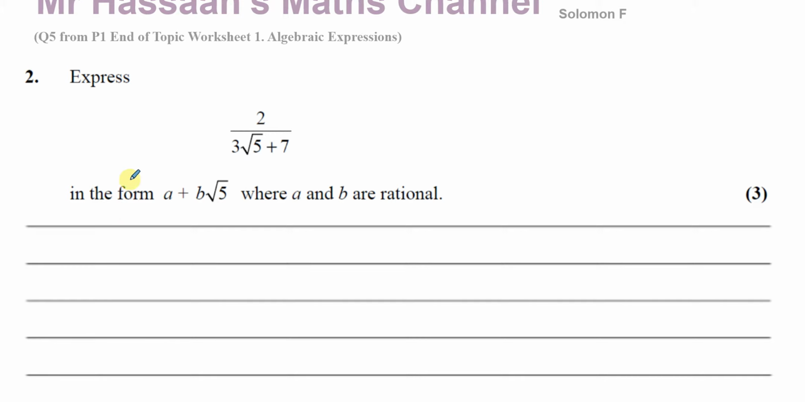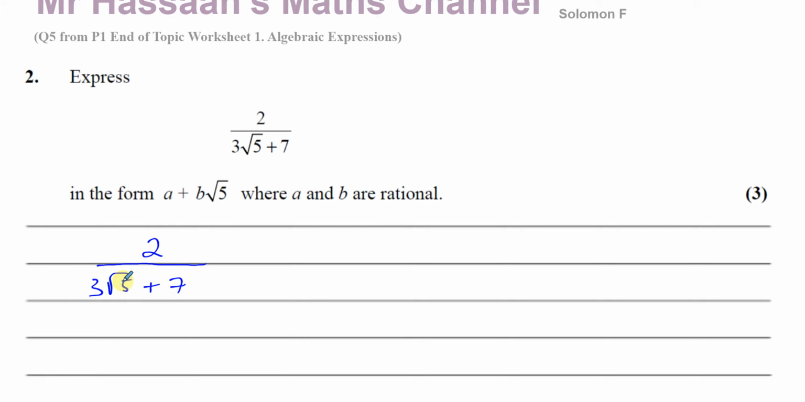It says express this fraction 2 over 3 root 5 plus 7 in the form a plus b root 5 where a and b are rational. So basically what they're asking us to do here is to rationalize the denominator of this fraction. Now to rationalize the denominator of a fraction, you have to get rid of the irrational part, which is the square root part.